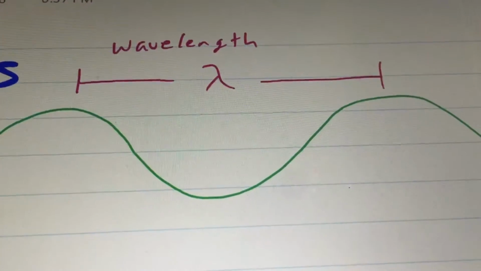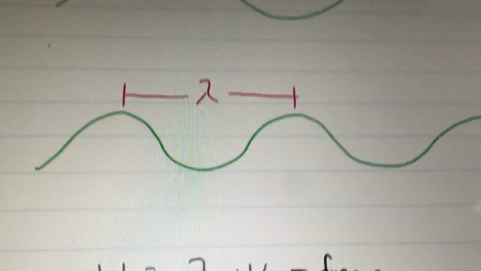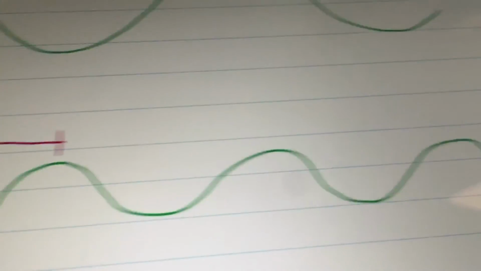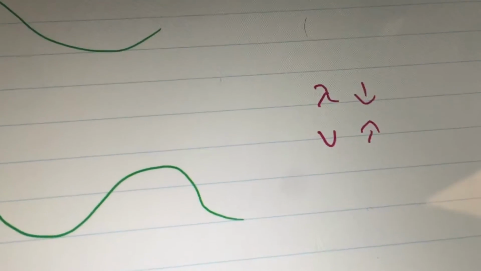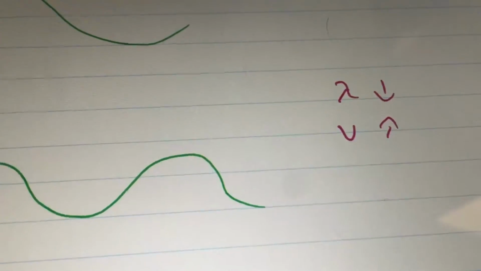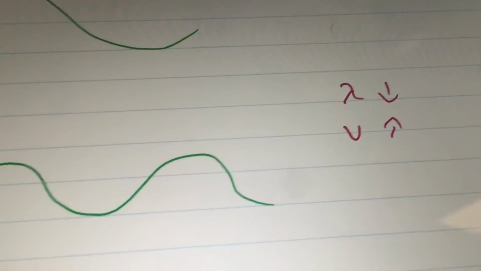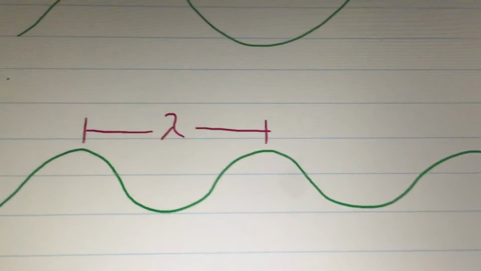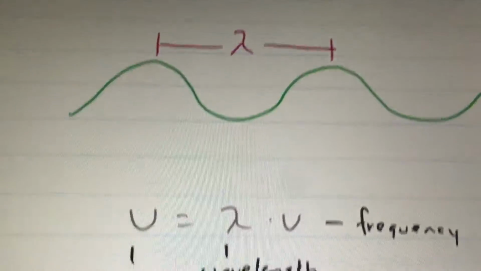If you said that the frequency will increase, you are correct. When we shorten the wavelength, our frequency ends up increasing. And the same could be said vice versa. If you increase the wavelength, the frequency will decrease. So they are inversely proportional.